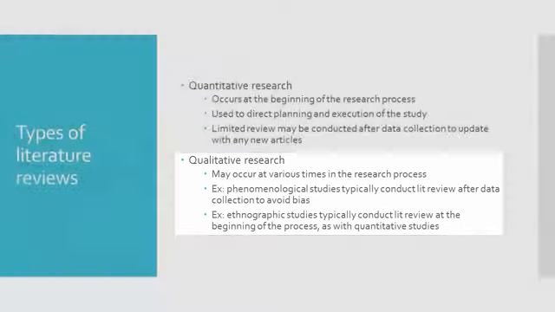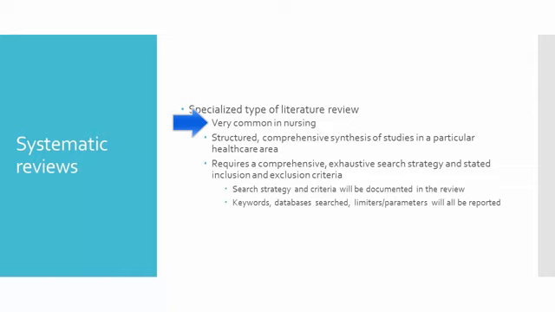A systematic review is a specialized type of literature review and is very common in nursing research. Systematic reviews are structured, comprehensive syntheses of research studies in a particular healthcare area, used to determine the best research evidence available for evidence-based practice. Systematic reviews of randomized controlled trials are considered the strongest level of evidence for practice. A systematic review requires a comprehensive, exhaustive search strategy to identify relevant studies, which will be documented in the review, as well as stated inclusion and exclusion criteria for studies reported. Systematic reviews include a methodology section where the names of databases searched, search terms used, and limiters or parameters will all need to be reported.